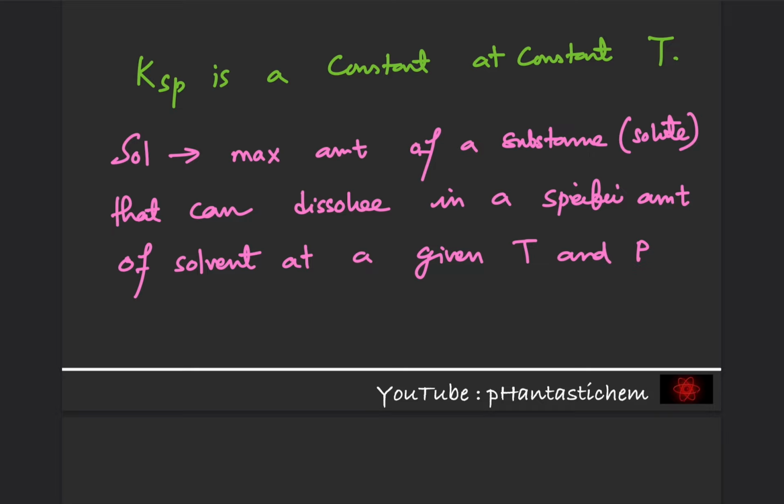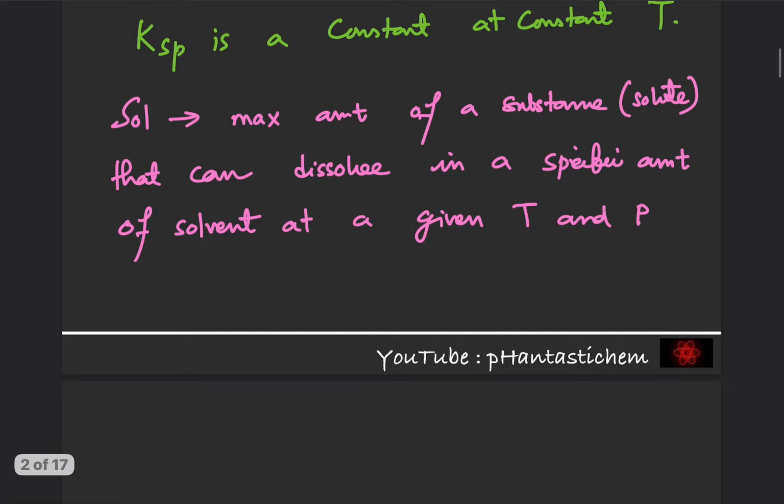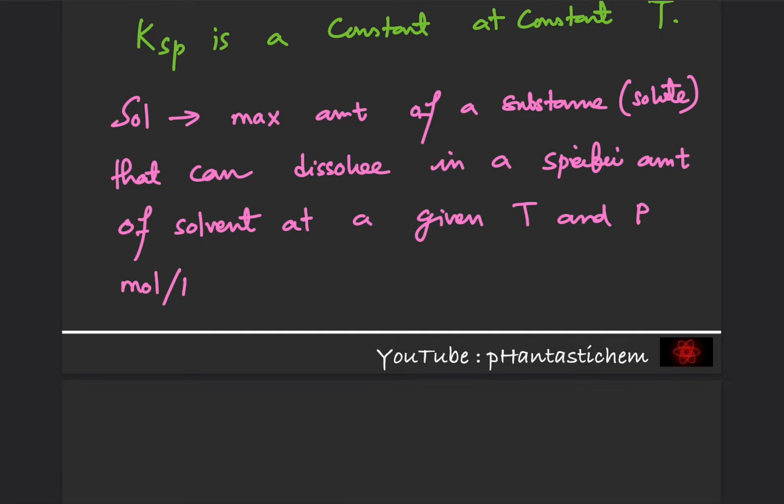It is often measured in moles per liter, or molar. The relation between solubility in moles per liter and solubility product, that is KSP, depends upon the nature of the salt. Very important. So we'll see how. In our case, the salt is barium iodate.